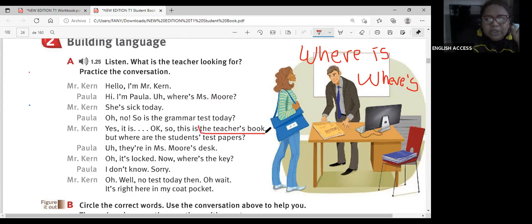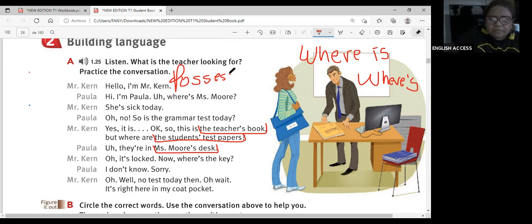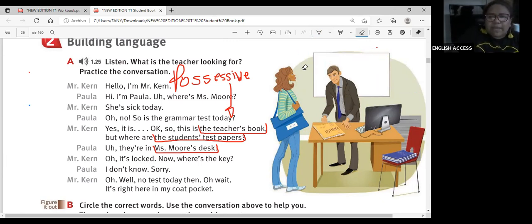But now I want you to look at this. The teacher's book, right? It says that. The student's papers. Miss Moore's desk. What is that? Is it a contraction? No. In this case, this is not a contraction. This is the possessive. It's completely different, okay? Now, let me explain.